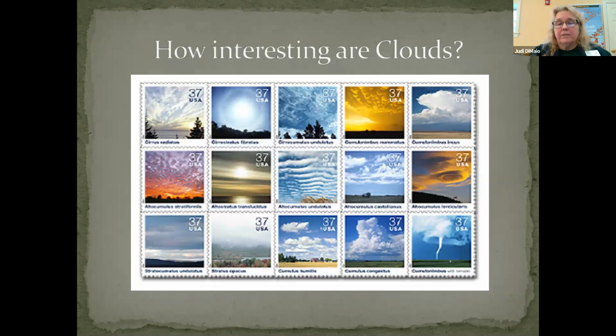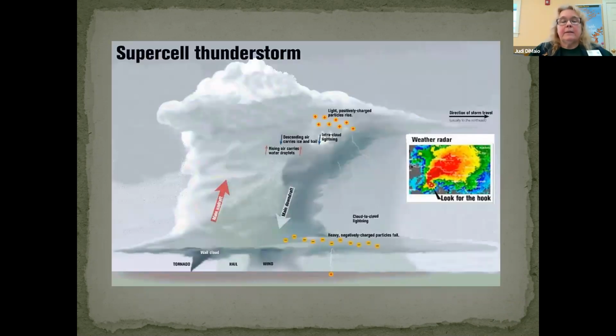How interesting are clouds? Interesting enough for the post office to make stamps out of them way back when it was 37 cents. Now for a supercell thunderstorm, I'm not going to go into details about it, but you can see on the bottom the tornado. You can see the anvil up top, and you can see the up and down drafts that carry the rain up and down.